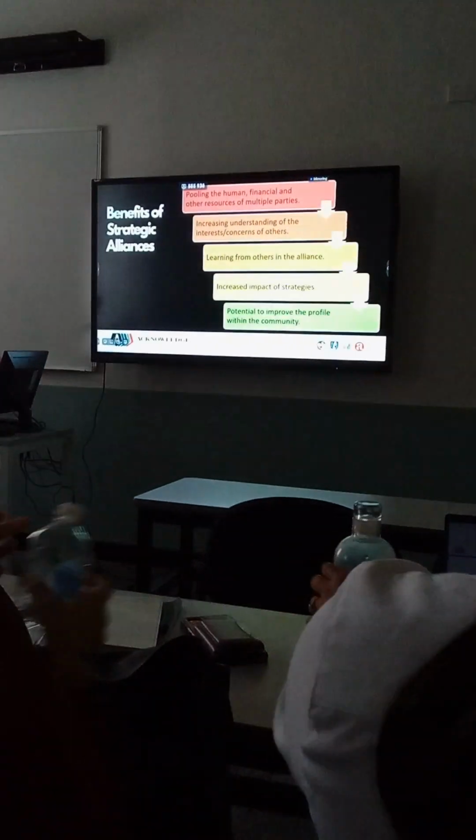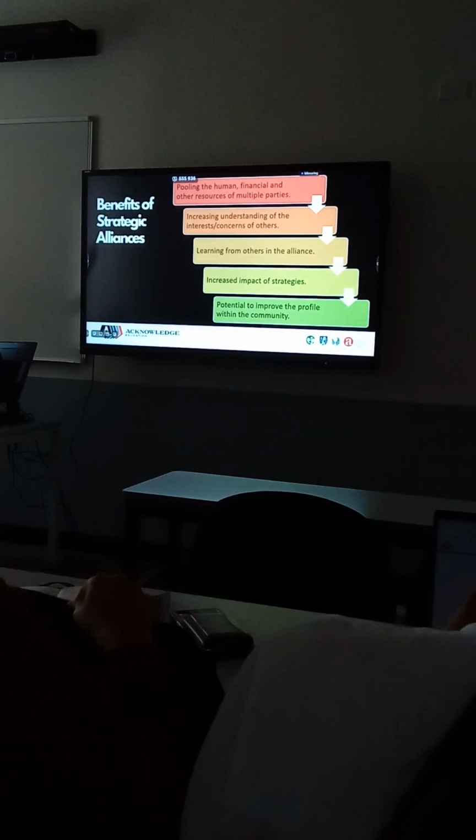people. So, if we're talking about these strategic alliances and partnerships, what are the benefits? First of all, we're pooling the human, financial, and other resources of multiple parties. We've got two groups working together to run a program, and the government funds them separately. They're going to have to pay staff separately, and they're both going to have equipment and resources. Whereas if they work together, they can share the same stuff. They can use one thing instead of two.